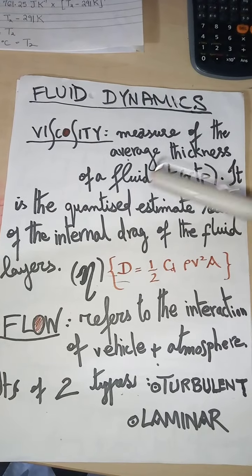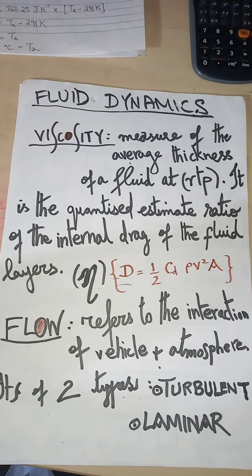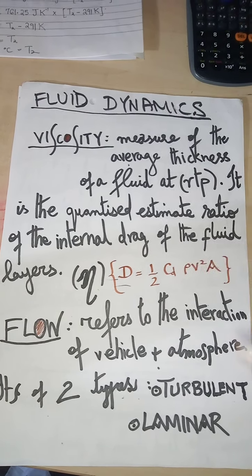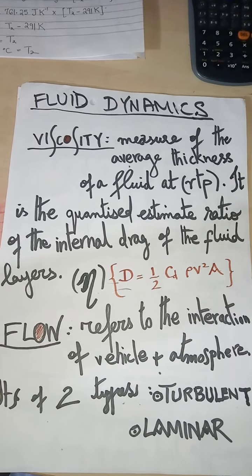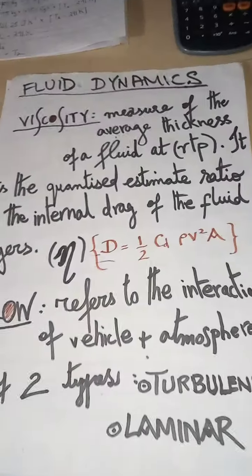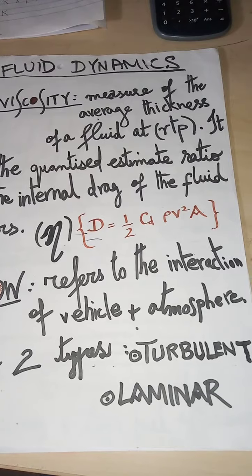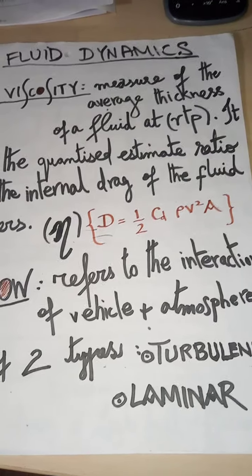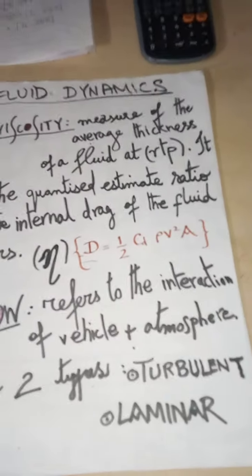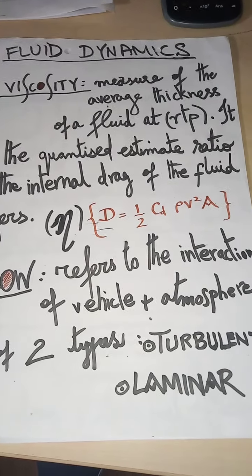So viscosity is a measure of the average thickness of the fluid, and in the books it's mentioned as the quantized estimate ratio of the internal drag of the fluid. Now, it's not a ratio in its own right. It's viscosity. Just like we have momentum, where the units are Newton seconds, the units for viscosity are Pascal seconds. So it's not pressure transmission per unit time, but it's pressure momentum. You could understand it similarly to Newton seconds, it's pressure seconds, Pascal seconds.